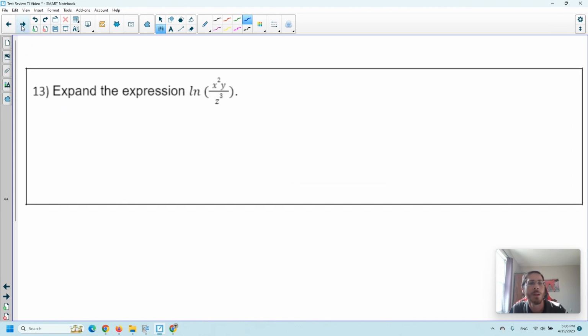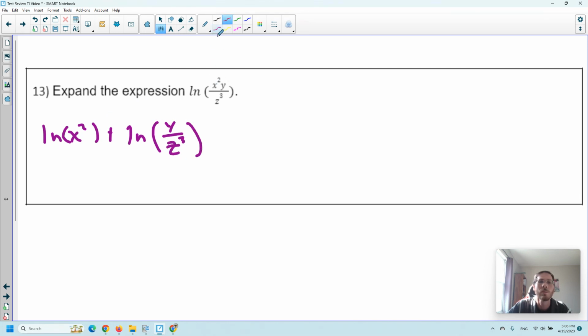13, expand the expression. Again, we're probably not using the graphing calculator on this one, but we just want to follow all of our rules. So first rule, we want to go ahead and undo our multiplication. So we'll do ln of x squared plus ln of y over z to the third, because that's our multiplication. Next, we want to undo this division. So ln x squared plus ln y minus ln z to the third.